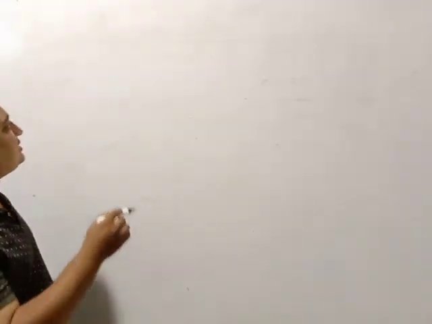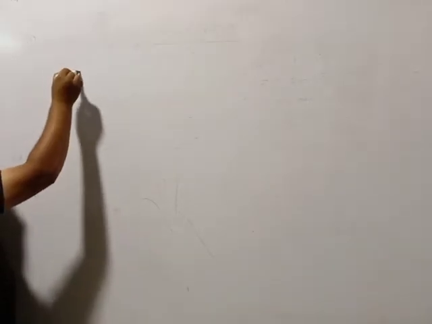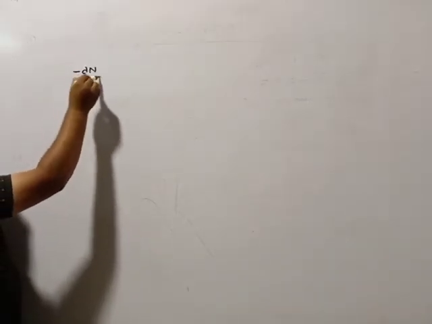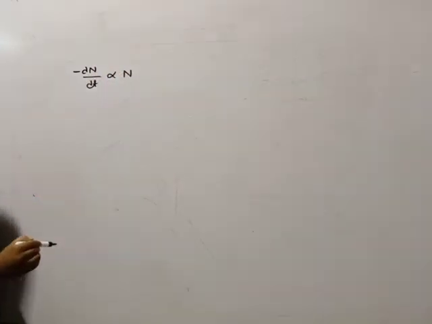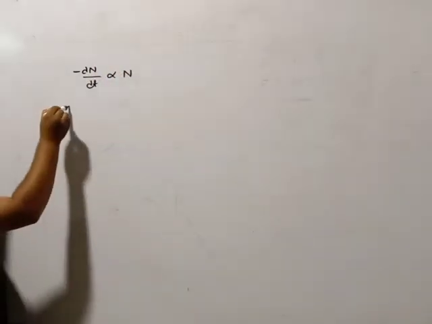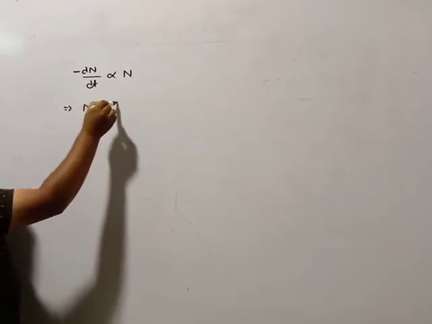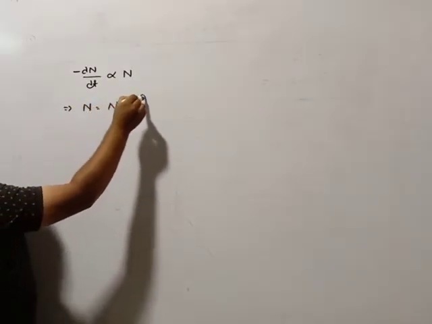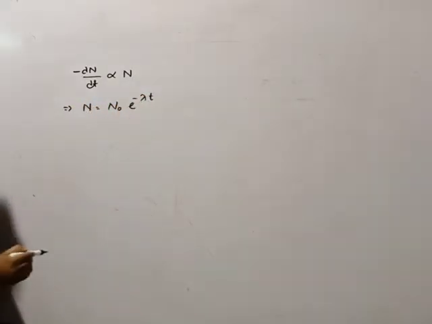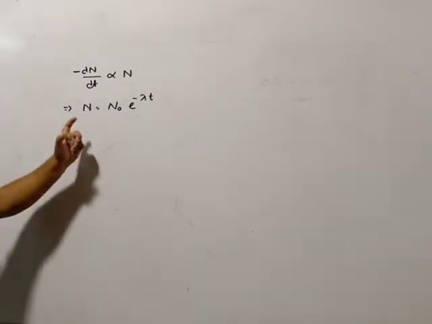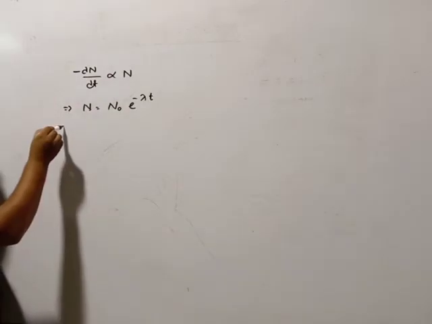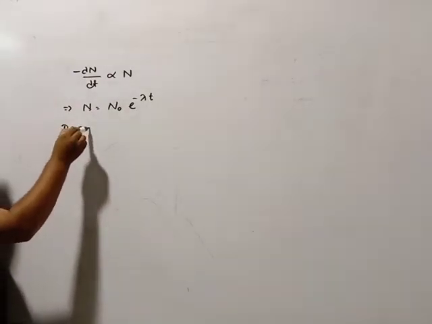In the last class, we have studied the statistical law of radioactivity. It states that minus dN by dt is directly proportional to N. So, by solving it, we will get N equal to N naught e to the power minus lambda t. In the last class, we have derived this equation. Now, next we will go for decay constant.